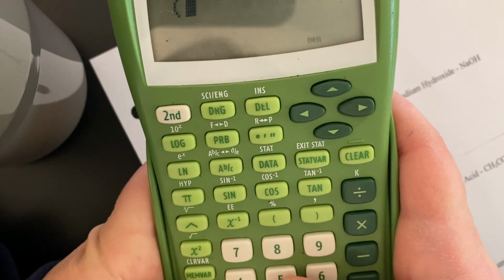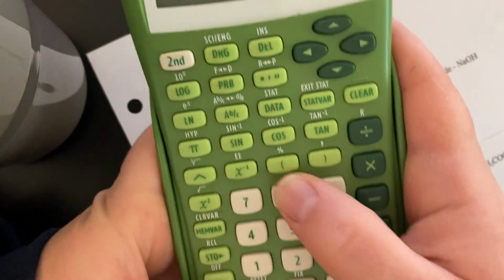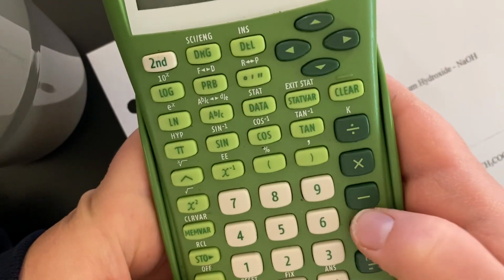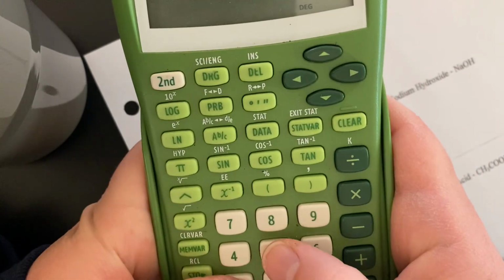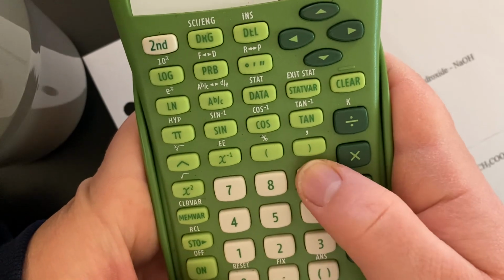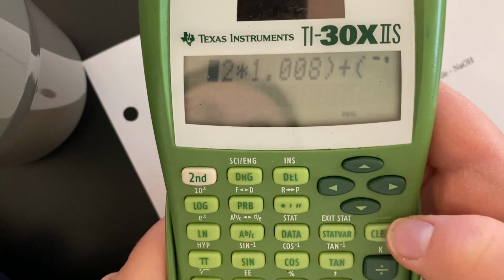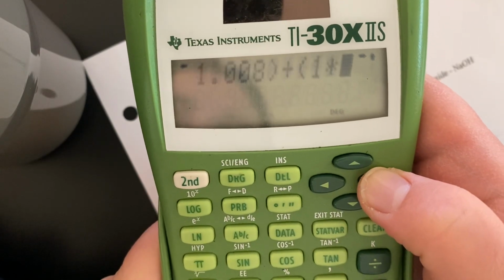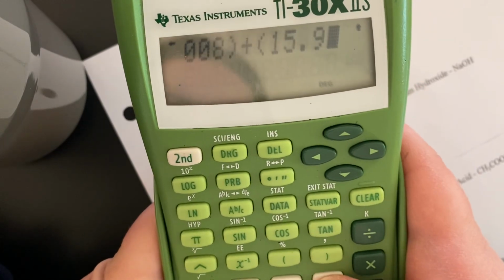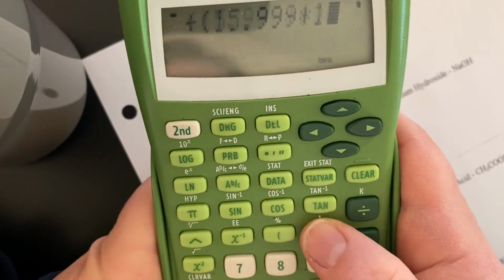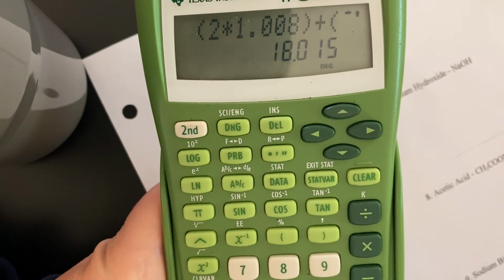So, taking 2 times 1.008 plus 1 times 15.999. Don't forget the 5. And our final answer is 18.015.